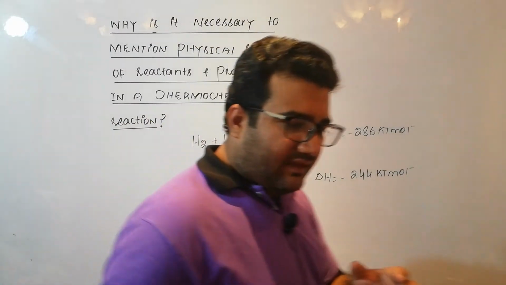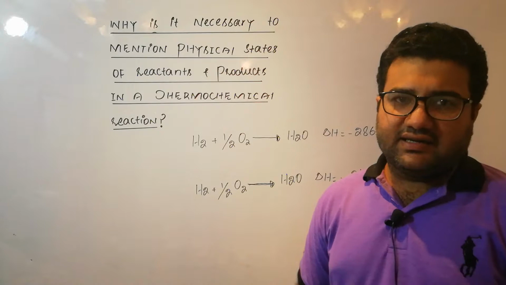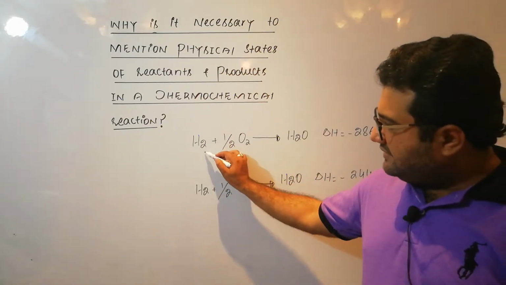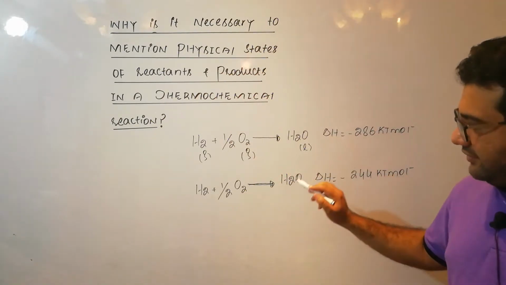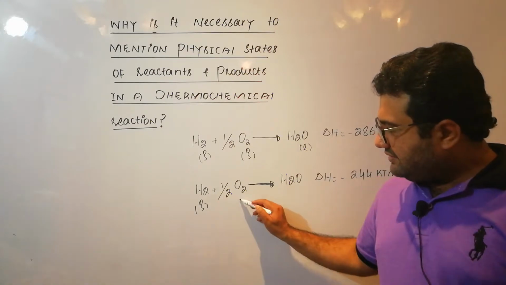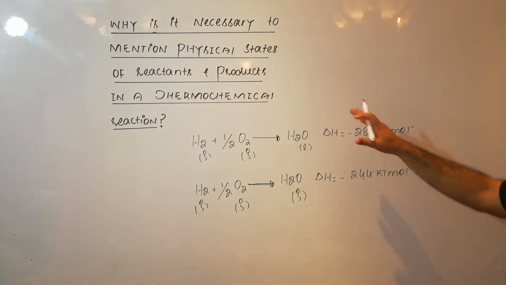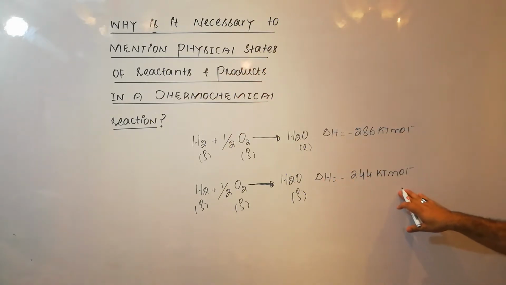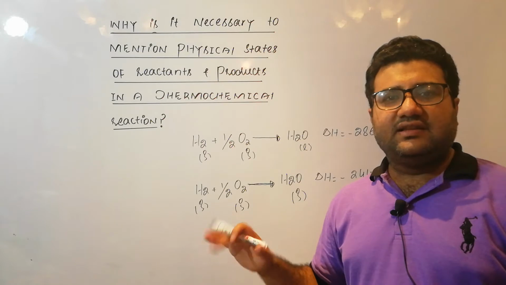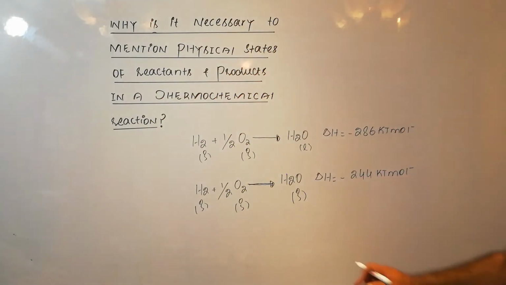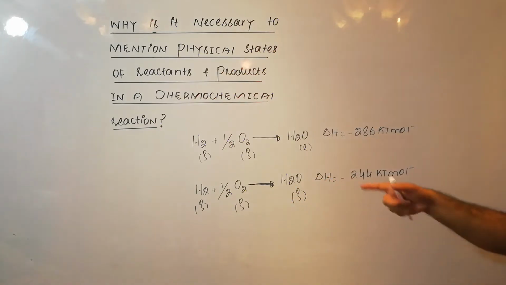So in order to make it clear why the delta H in both these cases is different, I will have to write down the physical states: gaseous, liquid, gaseous, and gaseous. Now you can see that it is quite clear to us why delta H is different. So simply when we change the physical states of the reactants and the products, the value of enthalpy of reaction is also changed.